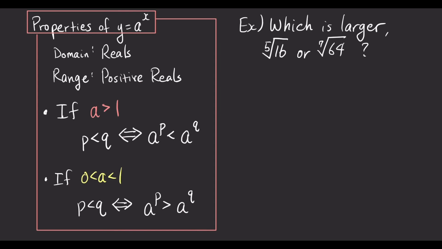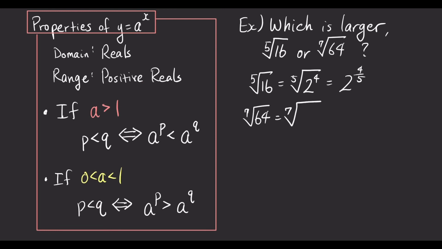Okay, so how can we use this? For example, which is larger, the 5th root of 16 or the 7th root of 64? Now, first of all, we need to get a common base. We can see both 16 and 64 are powers of 2. So I'll write like this. The 5th root of 16 is the 5th root of 2 to the 4th, and this is just 2 to the 4/5. And what about the 7th root of 64? Well, 64 is 2 to the 6th, right? And that's just 2 to the 6/7.